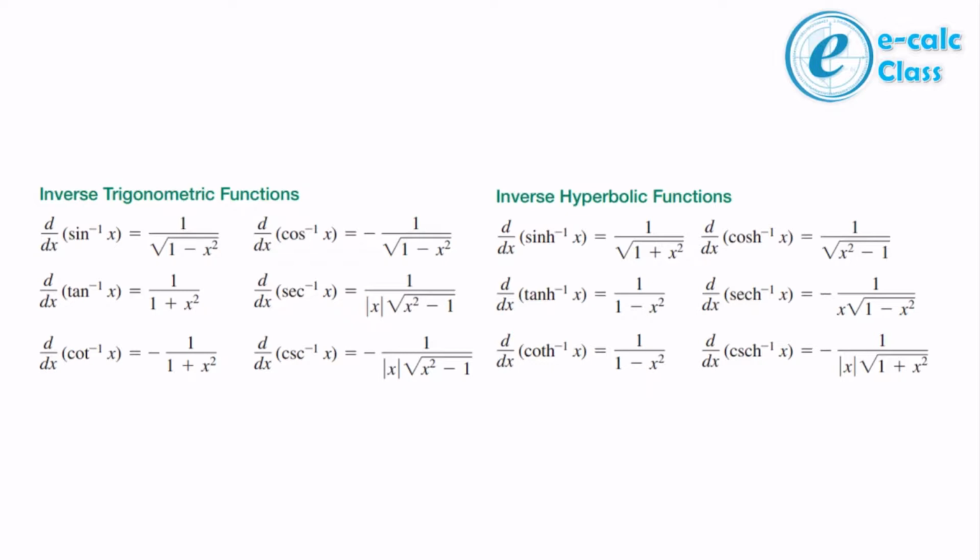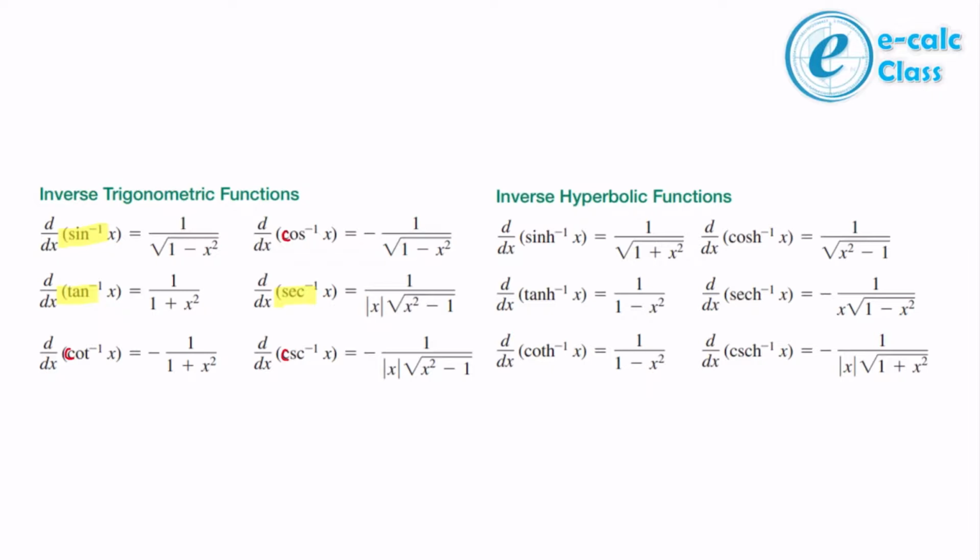Let's look at inverse trig first. For inverse trig, you just remember sine, tangent, and secant, they are all positive. Cos, cotangent, cosecant, they are all negative. The ones that start with C are all negative. Sounds very familiar, right? This is exactly the same logic as your trigonometric functions.